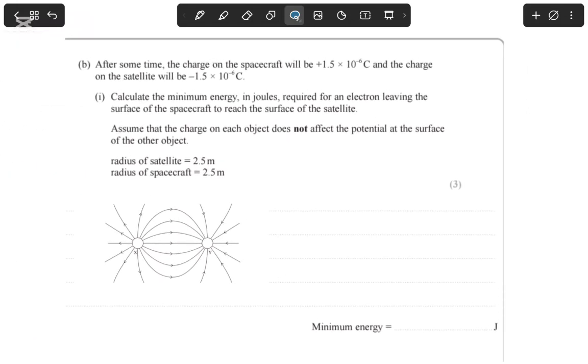It says after some time, the charge on the spacecraft will be 1.5 times 10 to the power of minus 6 coulomb, and the same charge will be on the satellite as well. It says calculate the minimum energy in joules required for an electron leaving the surface of the spacecraft to reach the surface of the satellite. Assume the charge on each does not affect the potential of the surface of the other object. Okay, and they've given you the radius of the satellite and the radius of the spacecraft.